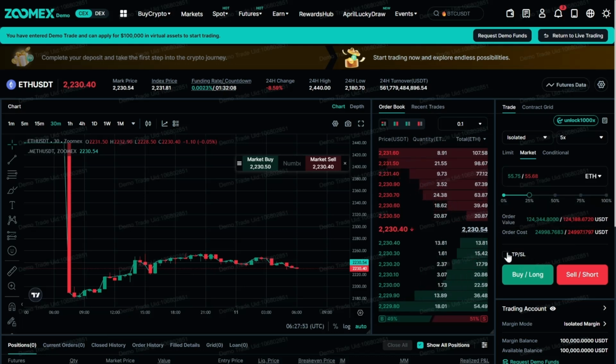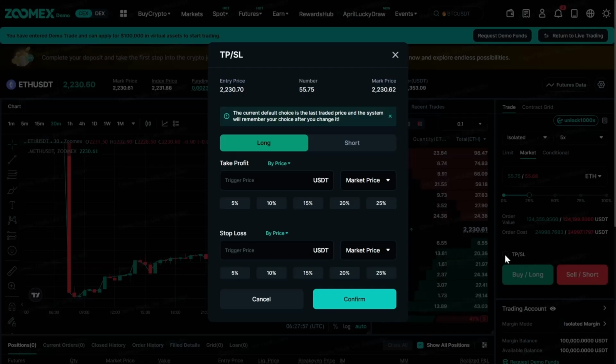Before we make our purchase, we can see there is a box that says TP and SL. We can click on this. This is where you can set a take profit and stop loss. This helps you lock in gains and manage your downside automatically, something every trader should be using. We are setting this take profit and stop loss for our entire position. So once our trigger price is hit, we will be sold out of our position.